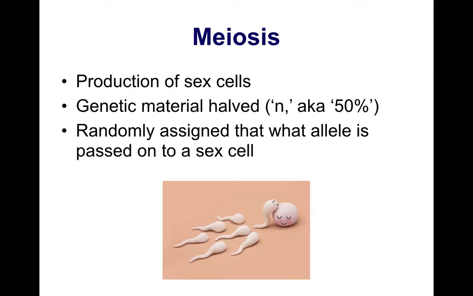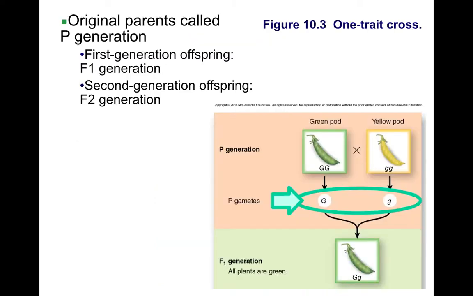So you remember our process of meiosis. This was the production of sex cells. And we remember that to make a sex cell, we must divide the full amount of genetic material in half, as each parent contributes half of the genetic content. So in this case, the sex cells that the parent generation produces are capital G for green pod and lowercase g for yellow pod. So the question now is, what kind of babies are they going to have?